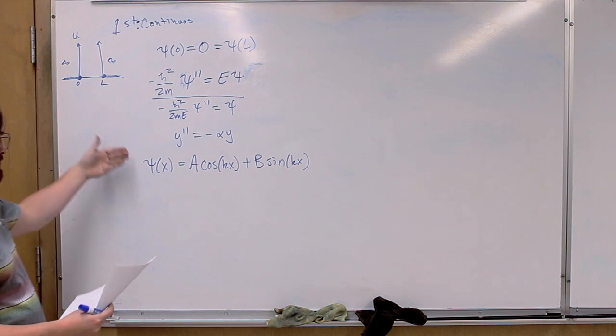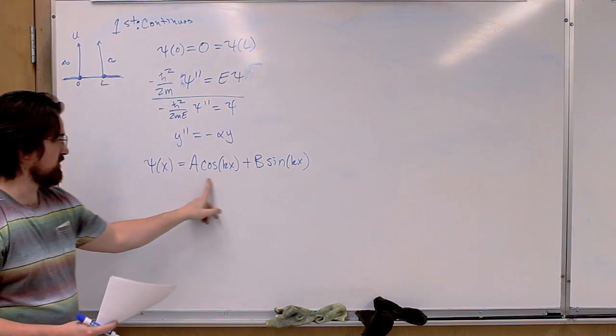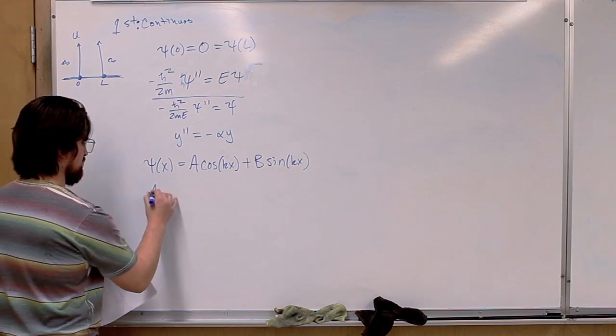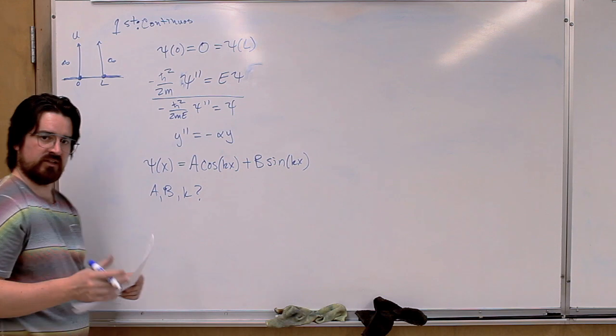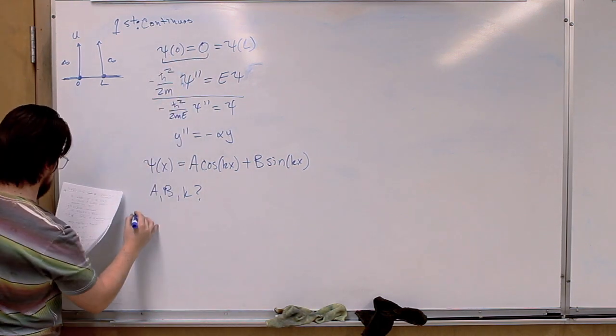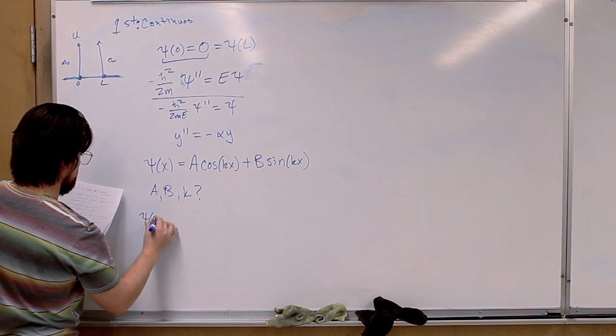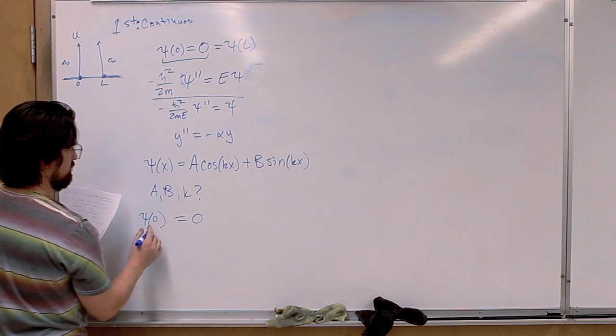So in order to make this a particular solution for our situation, we have a couple of things to figure out. We need to know what is A, what is B, and what does K look like. Let's use our part of this continuity condition, because psi of 0 should be equal to 0.